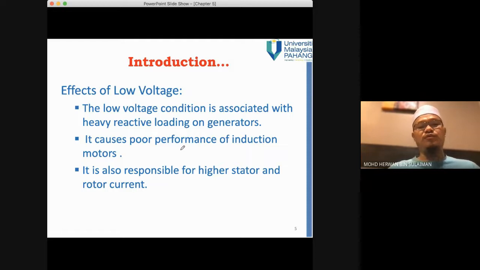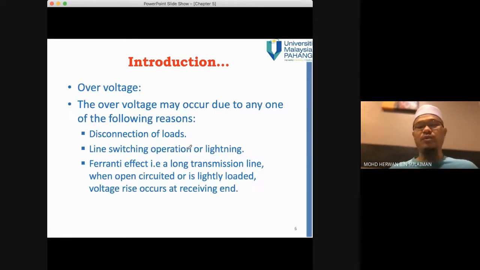It causes poor performance in induction motors, and it is also responsible for higher stator and rotor current. So that is the effects of the low voltage. And what happens if we have over voltage? So over voltage may occur due to any of the following: disconnection, suddenly your load is disconnected, so that's why sometimes your system already has over voltage. And then we have line switching operation or lightning.